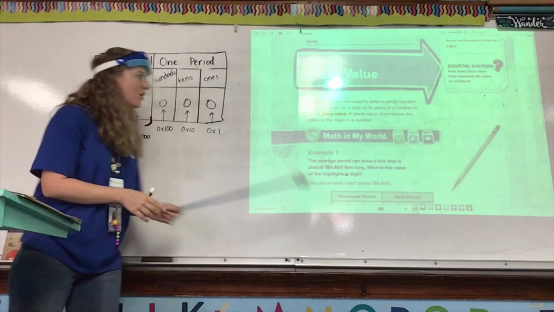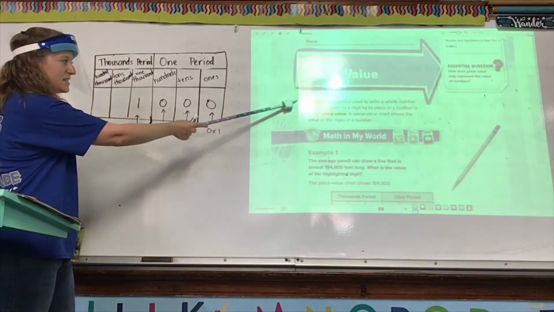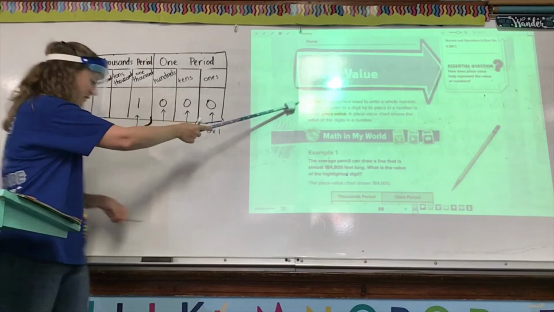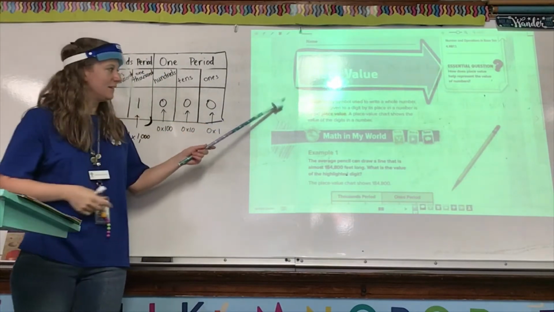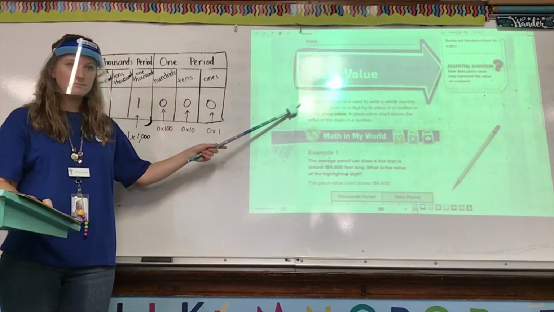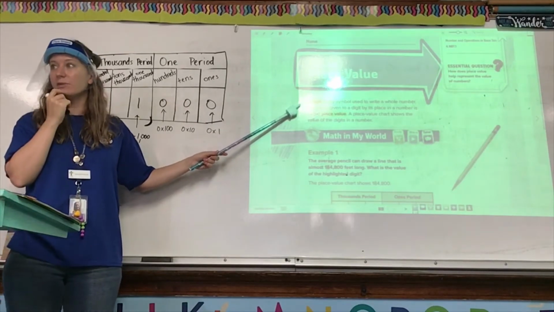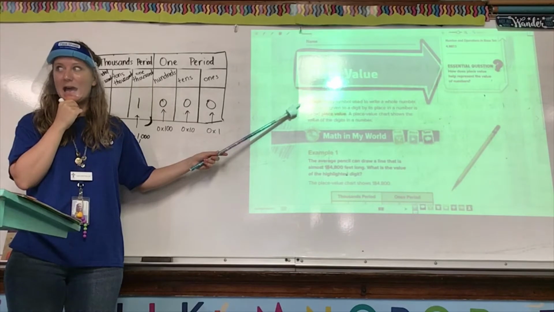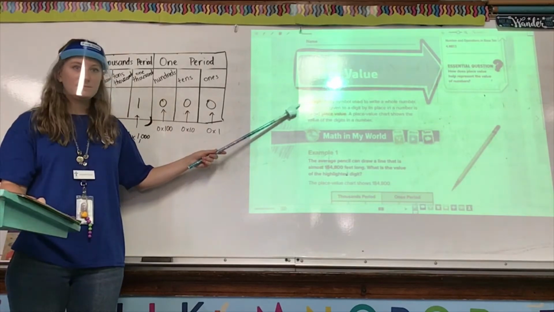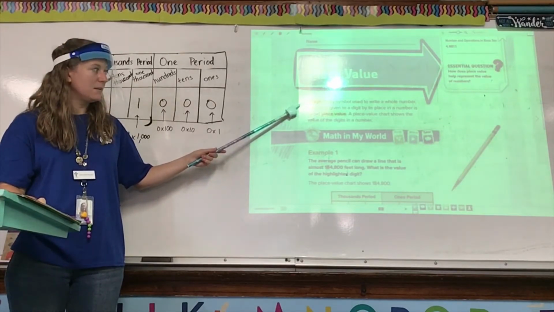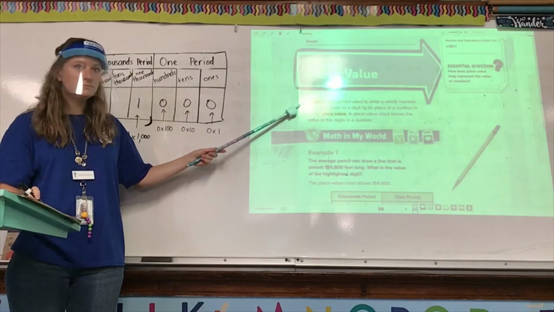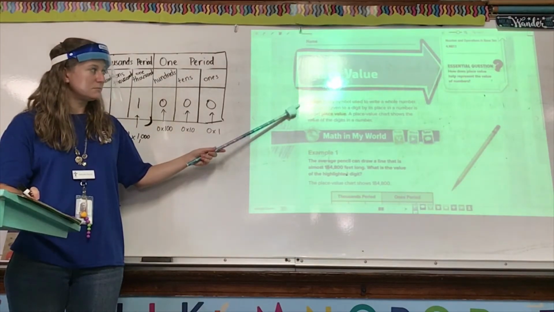Go ahead and read the sentences under the title. Colin again. Read loud so that the girls at home can hear. That goes for everybody. When you read, you need to read very, very loud. A digit is any simple symbol used to write a whole number.